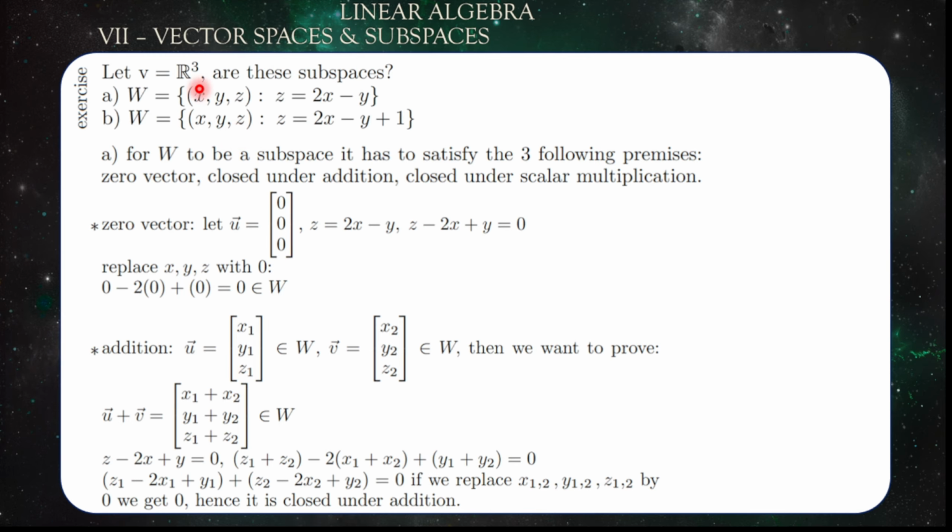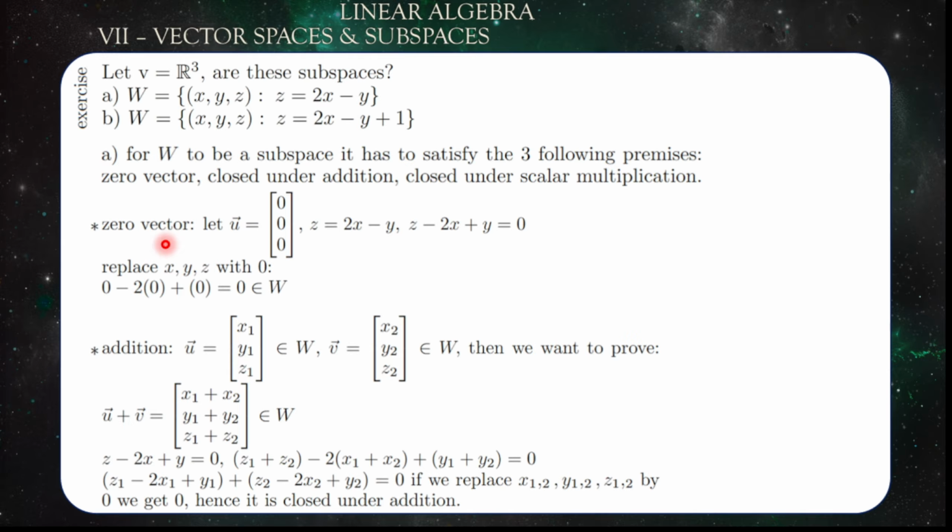Another exercise. Let V, the space, be equal to R3, so the dimension is 3. Are these subspaces? Let us check it. For A, the first one, is it a subspace? W is equal to (x, y, z) for z equal to 2x minus y. For W to be a subspace, it has to satisfy the three following premises: zero vector, closed under addition, and closed under scalar multiplication.